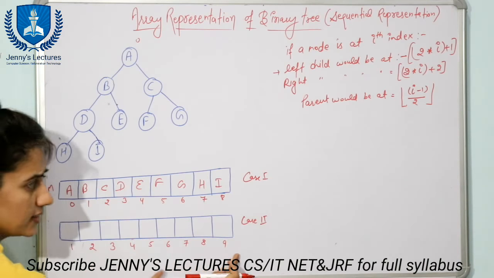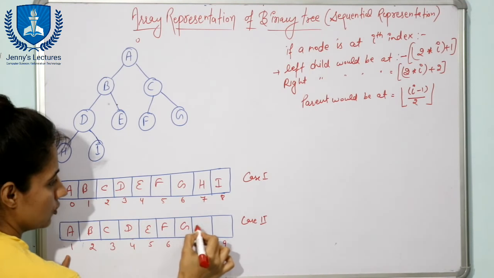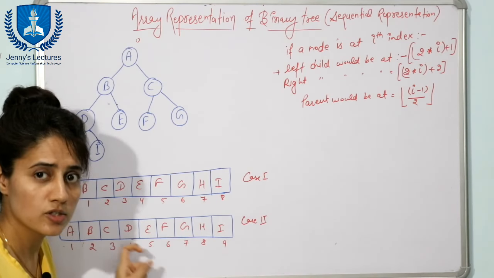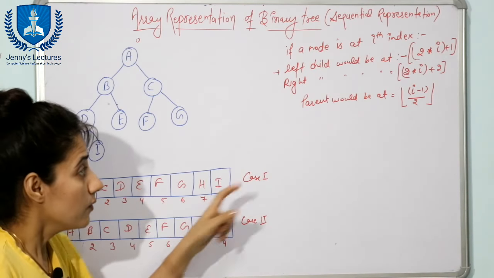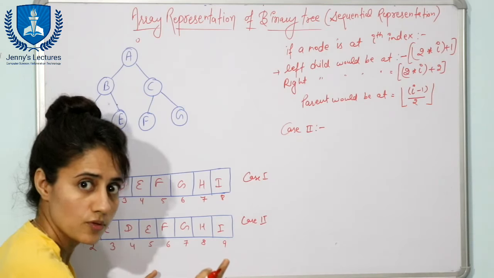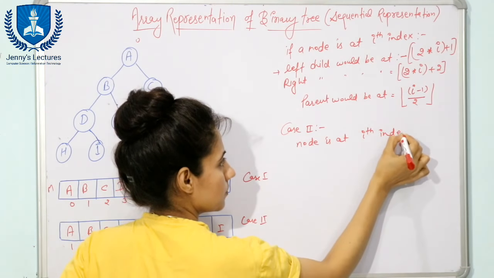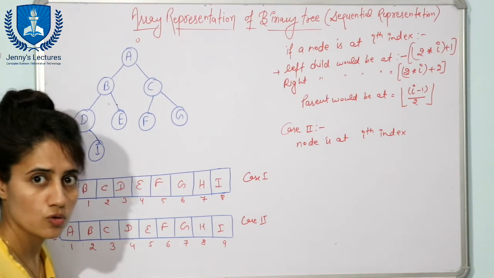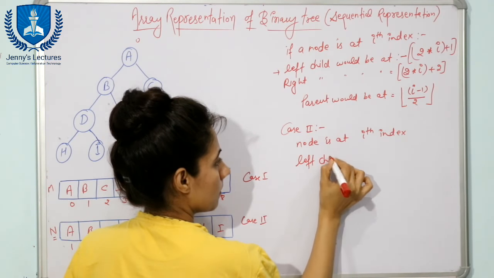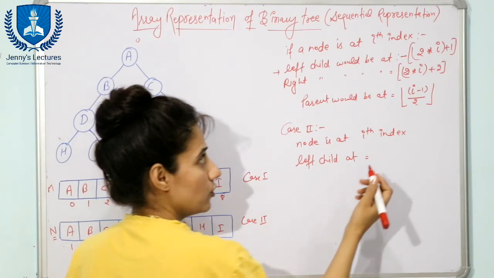And suppose you start the index from 1. I am going to write A, B, C, here D, here E, here F, G, H and I. For this case, to represent the relation between parent and child, the formula would be, in case 2, if a node is at the ith index in this array, and suppose the name of the array is n, so the node is at n of i location. So the left child of that node at the ith index in this case would be at which position?